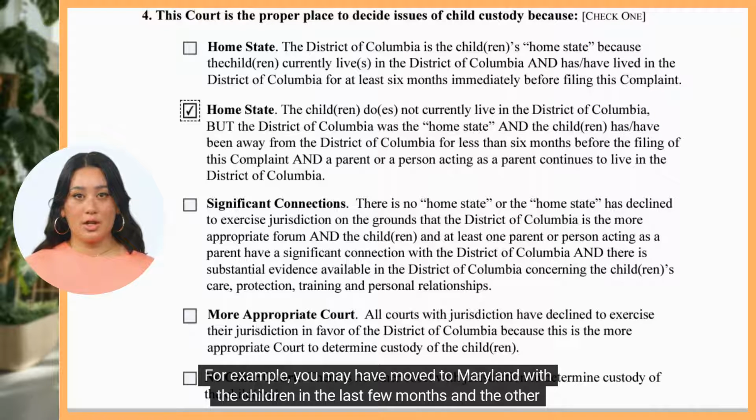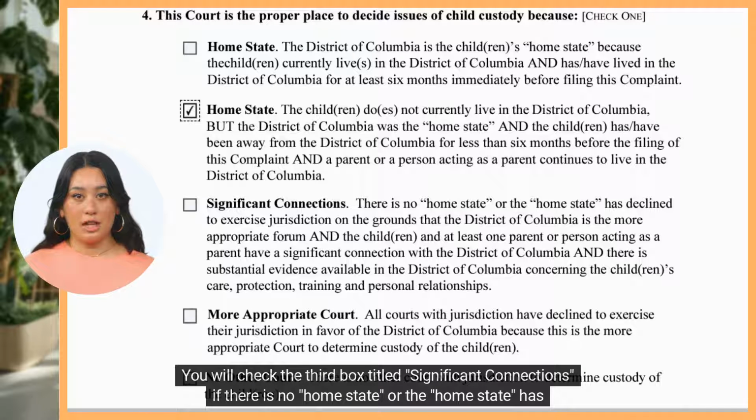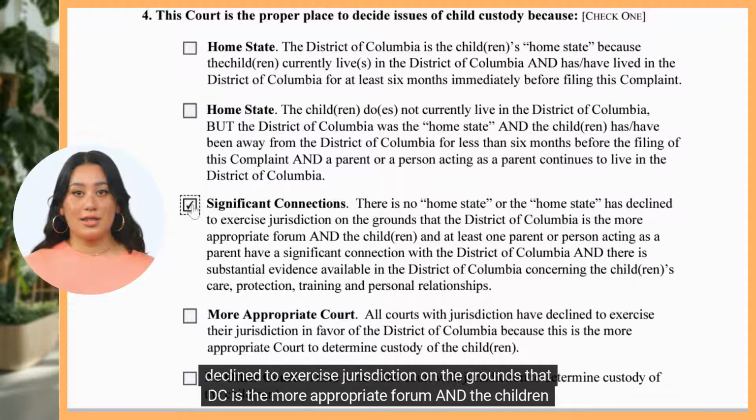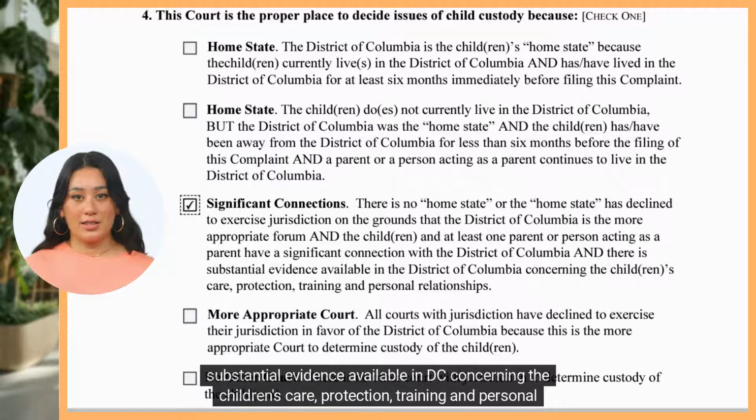For example, you may have moved to Maryland with the children in the last few months and the other parent still lives in D.C. You will check the third box titled Significant Connections if there is no home state or the home state has declined to exercise jurisdiction on the grounds that D.C. is the more appropriate forum, and the children and at least one parent or person acting as a parent have a significant connection with D.C., and there is substantial evidence available in D.C. concerning the children's care, protection, training, and personal relationships.